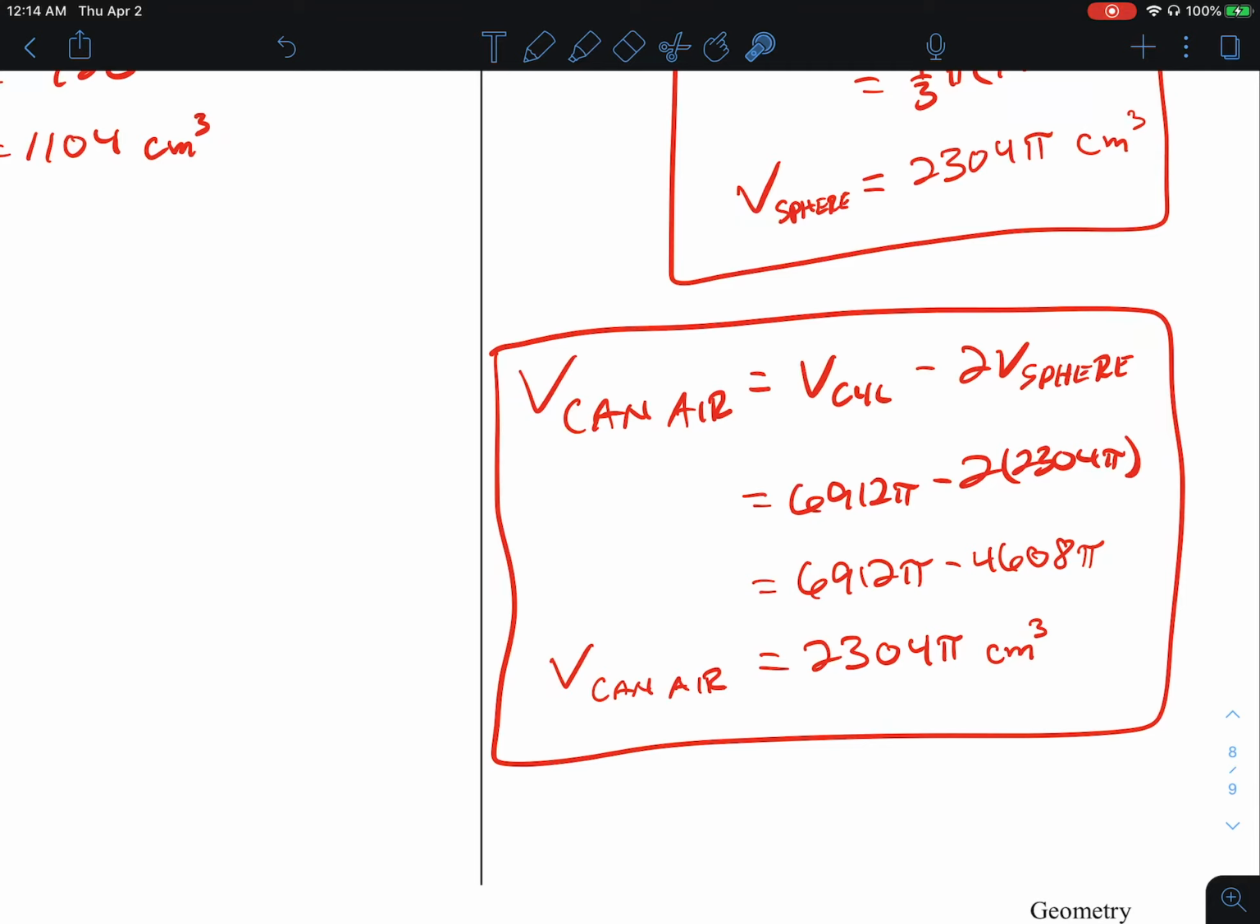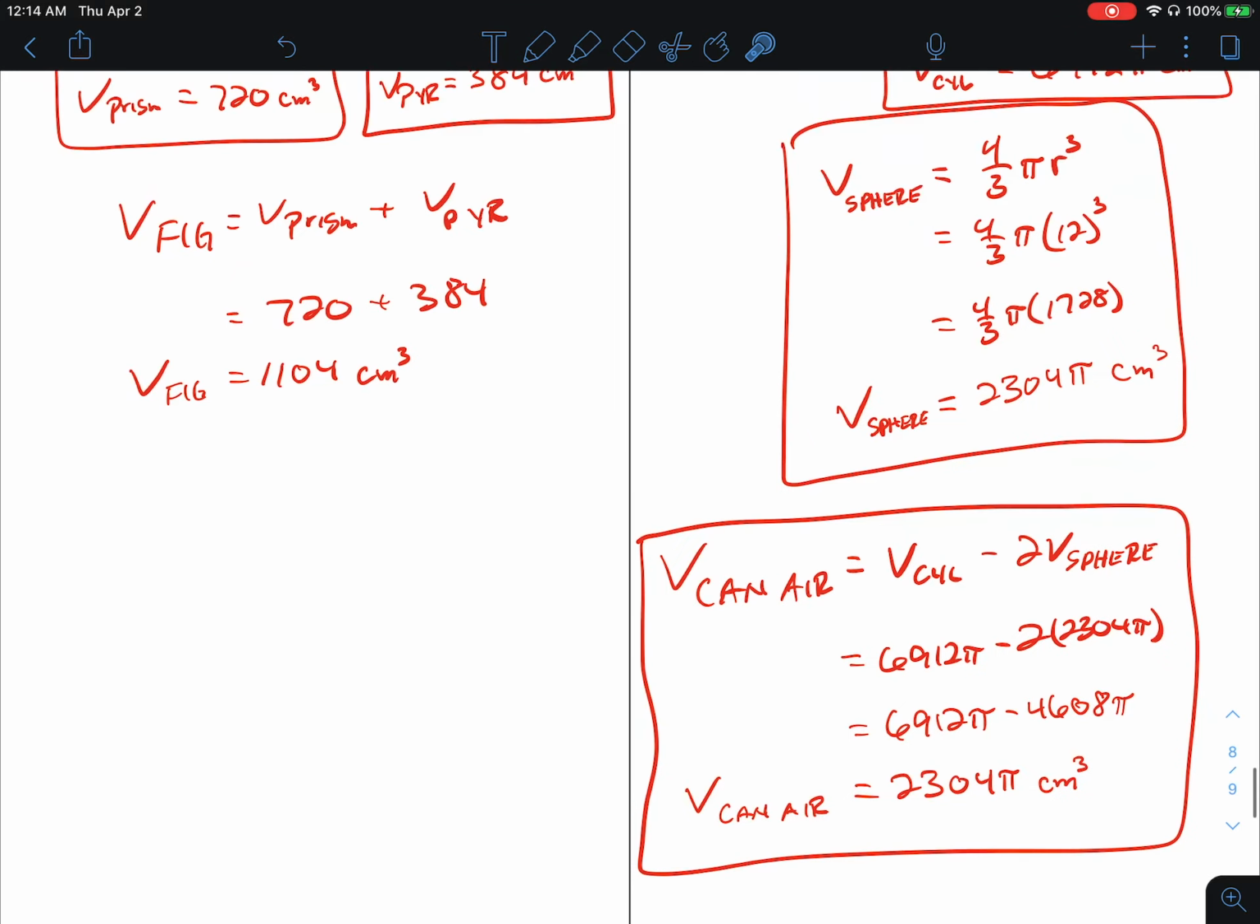The volume of the can, the air that's in the can, is the cylinder minus 2 times the volume of a sphere. So we double this, we subtract, we get this.